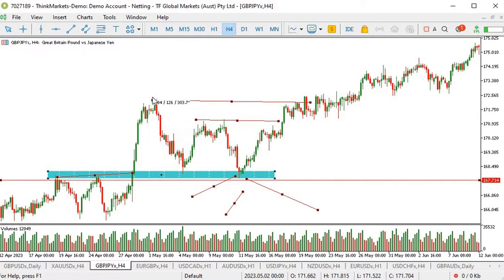So that was the answer to the third question. We should always take our take profit areas at resistance or support areas, the key levels, and not beyond or below them.